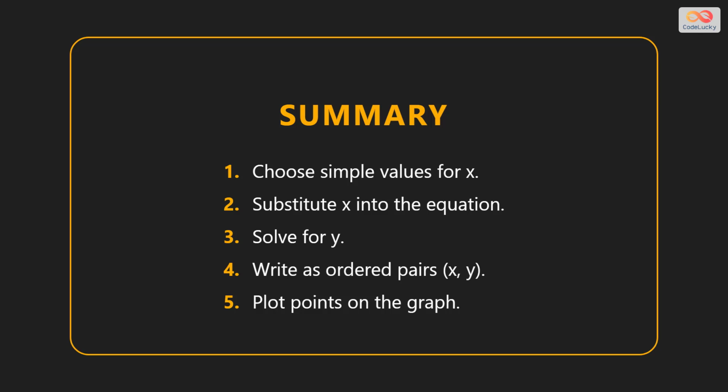To recap, here is the systematic process. First, choose simple values for x. Second, substitute those values into your equation. Third, solve for y. Fourth, write them as ordered pairs. And finally, plot your points to see the graph.